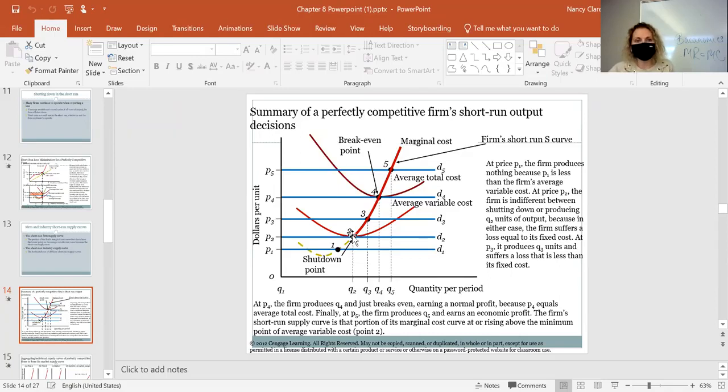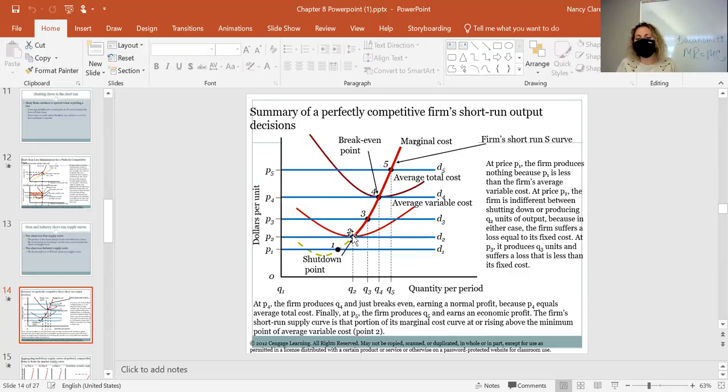Why might you make the decision to keep operating at your shutdown point? If there's hope that the price is going to rise in the future. If you think there is hope that the price might go up soon, you don't want to shut down, get rid of all your employees, and have to start up again. No, you want to keep going, right?